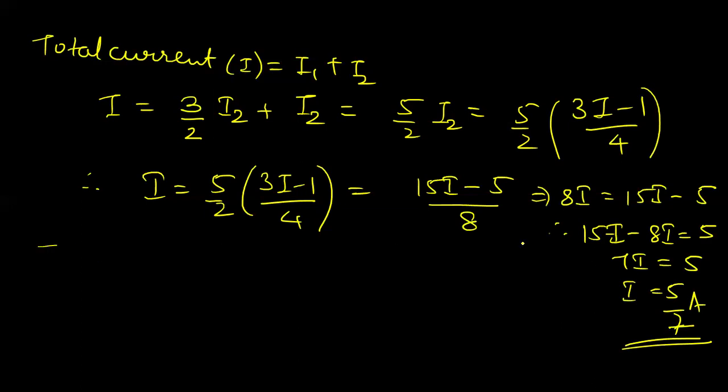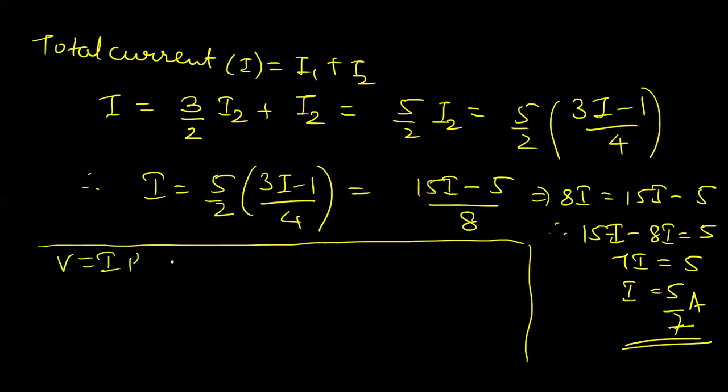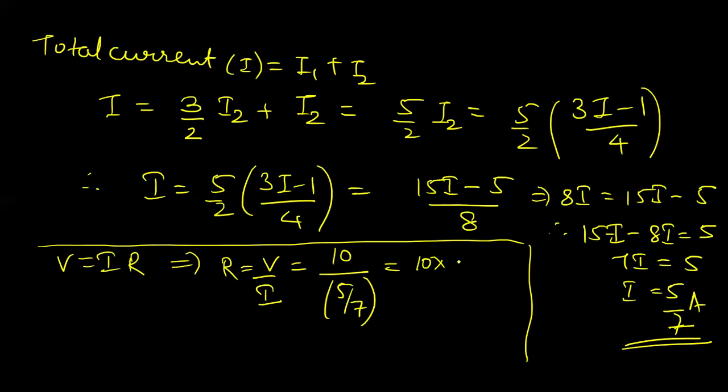We also need to find the resistance. So we have V equal to IR, and from here I can say R will be equal to V by I, and the V value I have already given you in the question. It is not mentioned in the textbook, but V should be taken as 10. So 10 upon 5 by 7. 7 will go up. So 10 into 7 upon 5. 5 ones are 5, 5 twos are 10. This will be 2 into 7, that is 14 ohm. And that is your final answer.